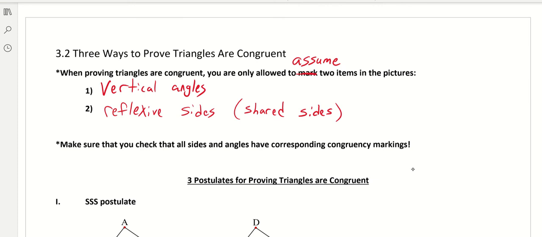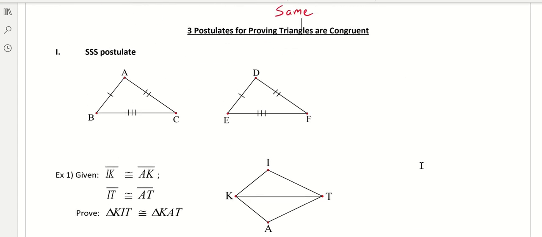What does corresponding mean in this context? Means the same, right? So if we have one arc for an angle, make sure its corresponding angle also has one arc, meaning they are congruent. In this case, corresponding and congruent sides, one tick mark and one tick mark, three tick marks and three tick marks, etc. All right, so we have three postulates for proving triangles are congruent.